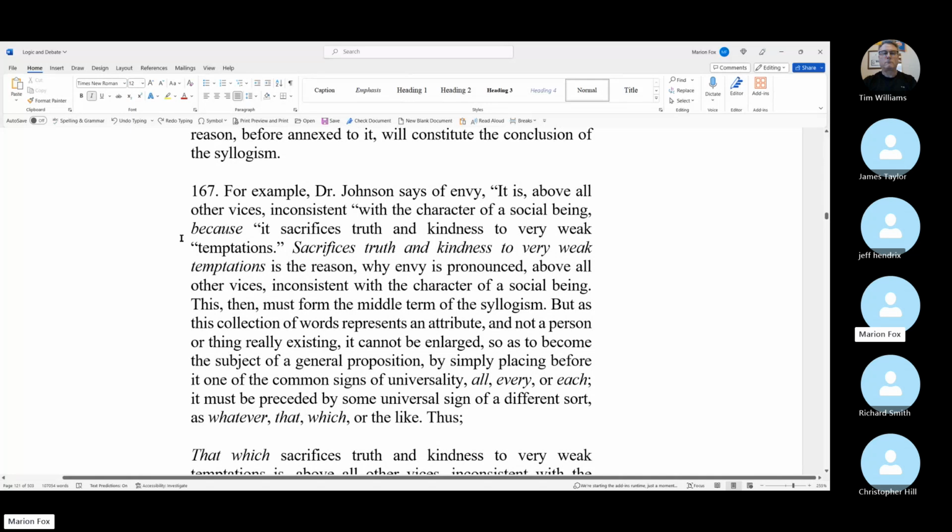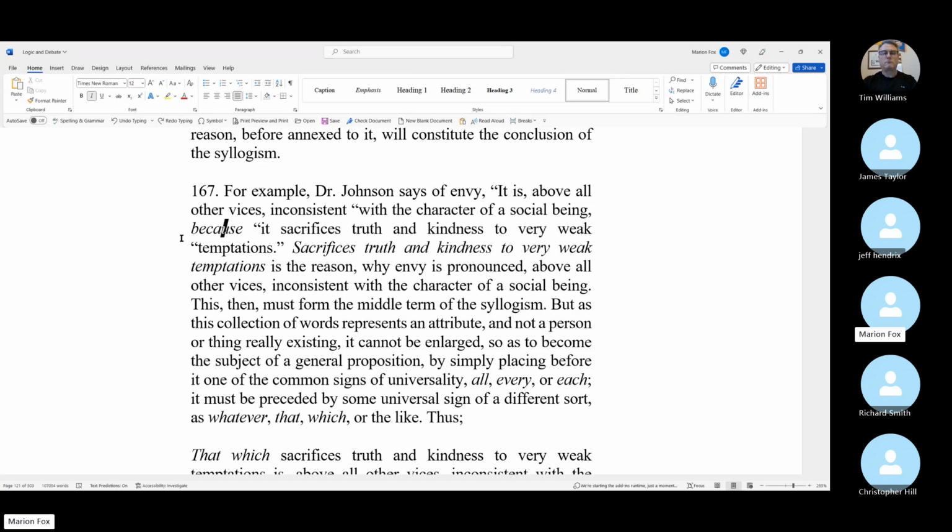For example, Dr. Johnson says that envy is above all other vices inconsistent with the character of a social being, because it sacrifices truth and kindness to very weak temptations. He said sacrificing truth and kindness to very weak temptations is the reason why envy is pronounced above all other vices inconsistent with the character of a social being. This then must form the middle term of the syllogism. That's your middle term.